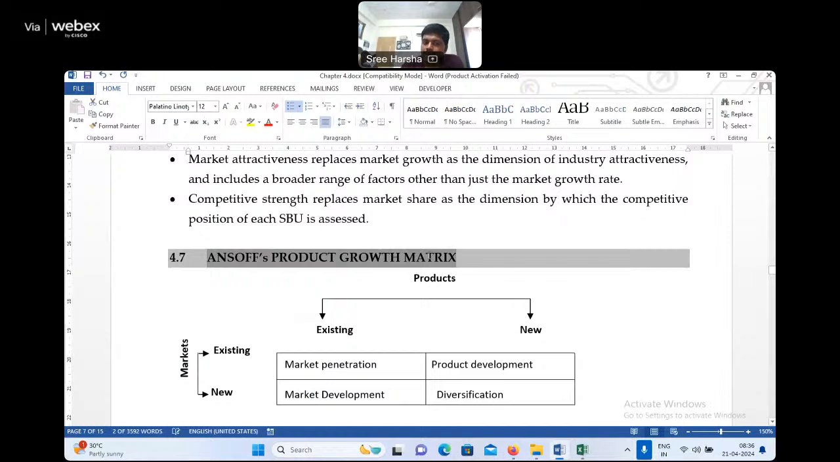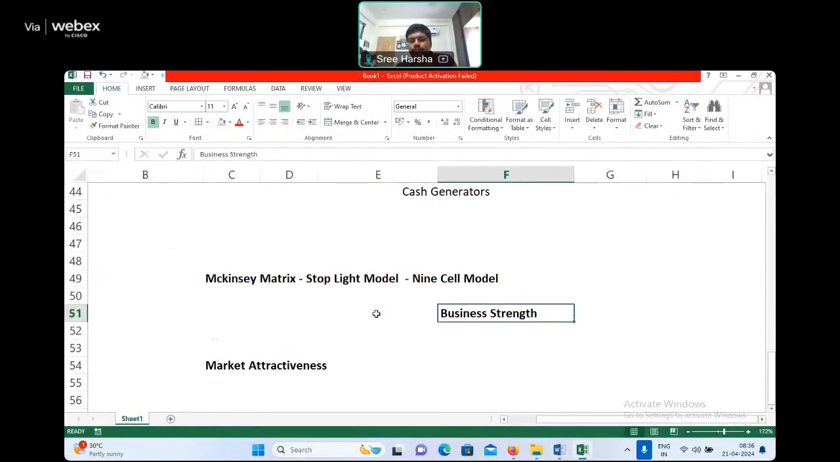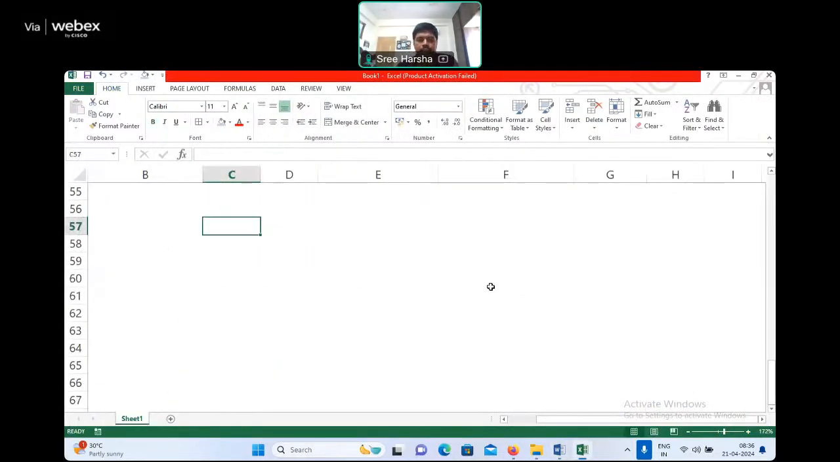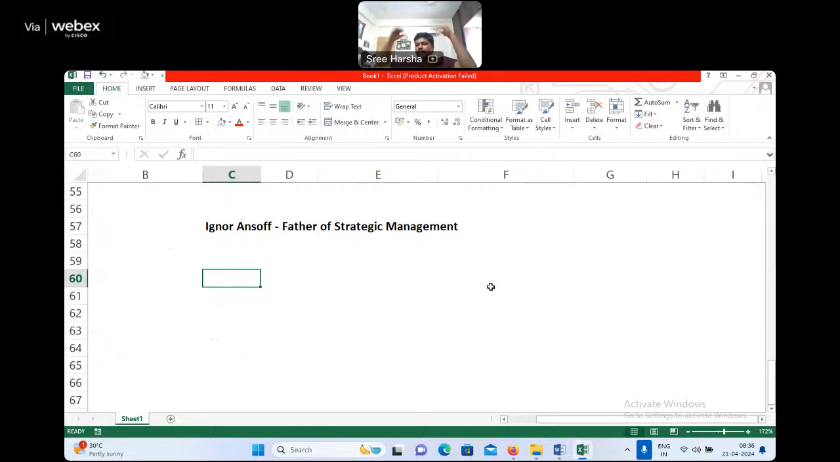Let us take the next matrix, Ansoff's product growth matrix. It is given by a famous management guru called Igor Ansoff. He is known as the father of strategic management. He has given this particular matrix called Ansoff's product matrix. Forget now, BCG and McKinsey are all gone.